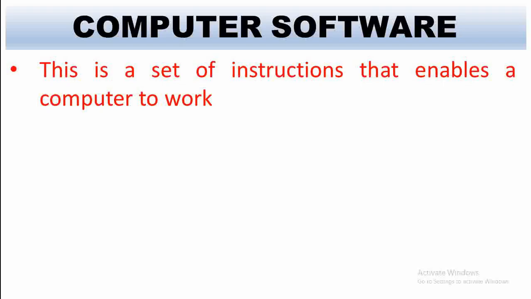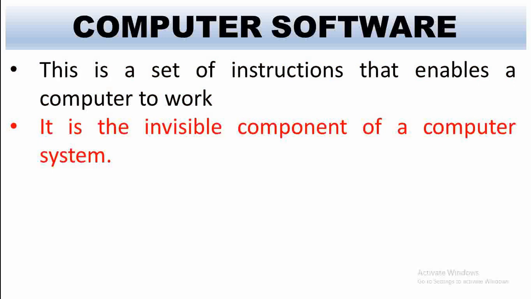What is computer software? This is a set of instructions that enables a computer to work. Software is instructions. That's the reason why everything comes step by step when we are working on it, because it works according to how the instructions are set for the computer. It is the invisible component of the computer system. We cannot see software, we cannot touch it, but without it, the computer cannot work.